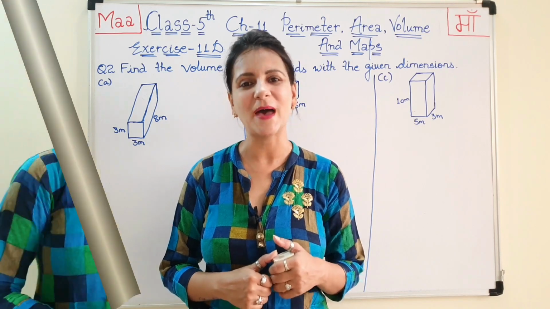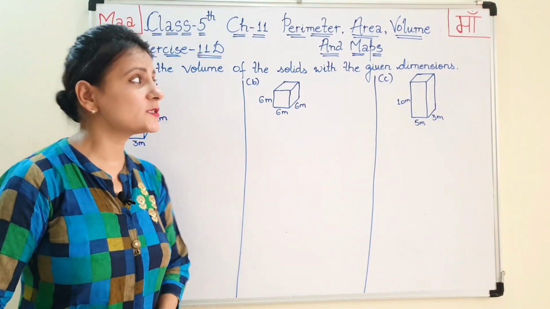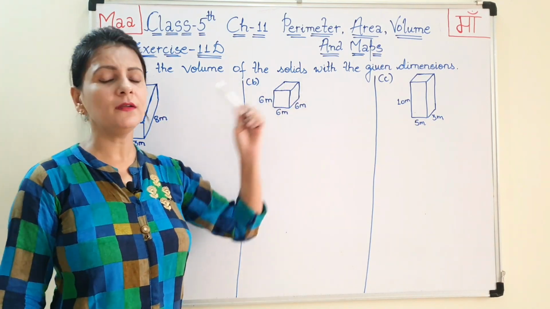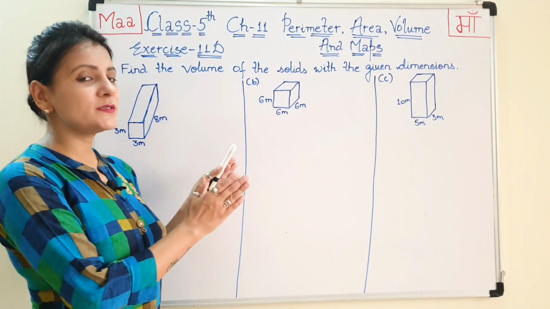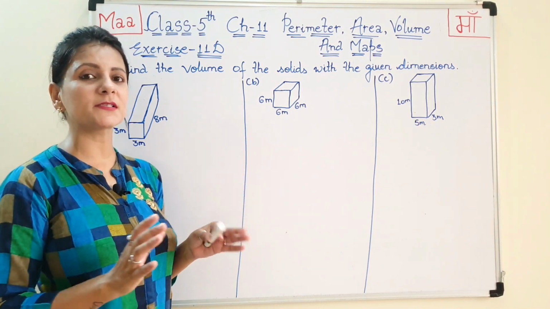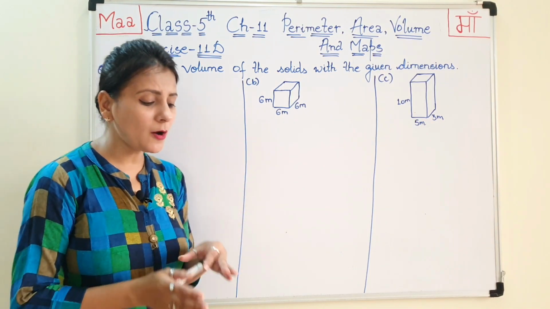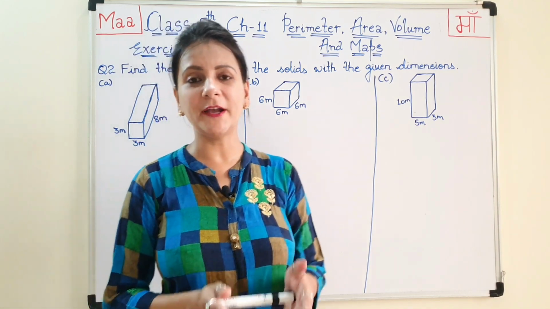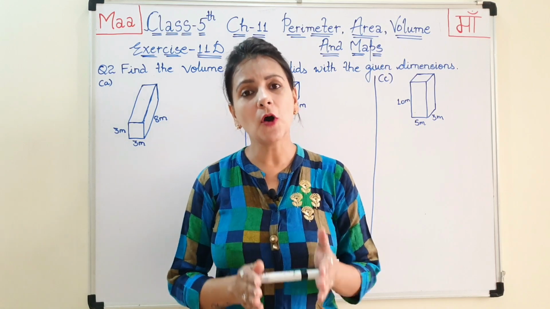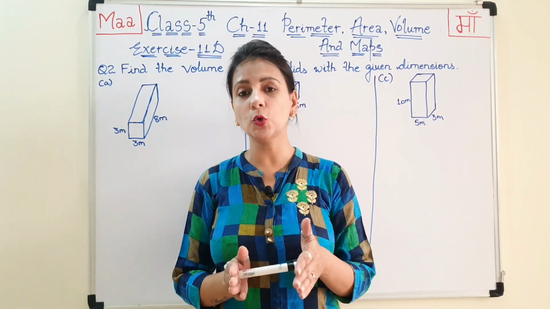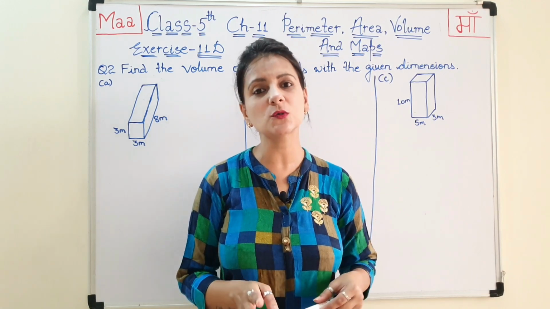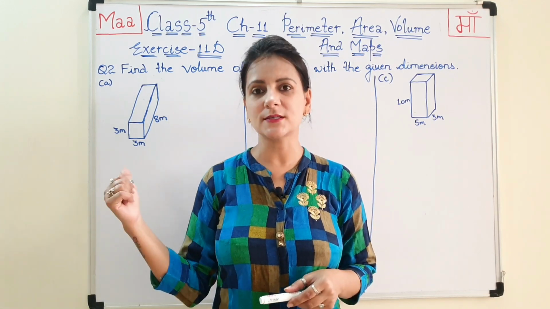Keeping this thing in mind, we will begin with question number 2 of exercise 11D, chapter number 11, perimeter, area, volume and maps. So students, this is your question number 2 and it is: find the volume of solid with the given dimensions. The dimensions are given here in these solid figures and we have to find its volume. The formula of finding the volume of cuboid is length into breadth into height, and the formula of finding the volume of cube is side into side into side.